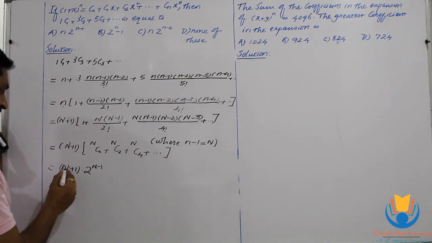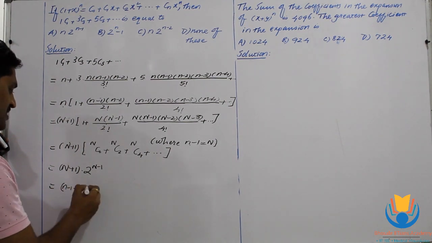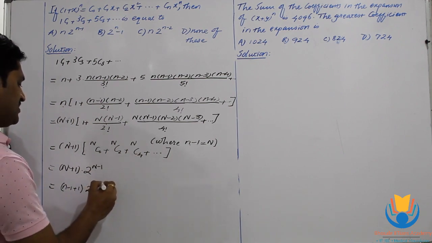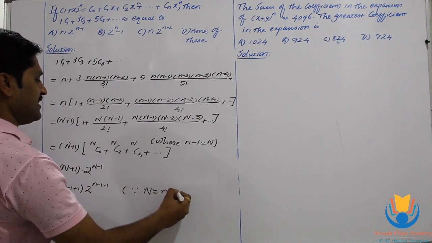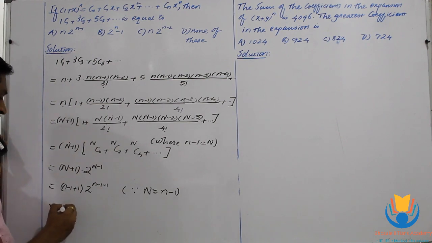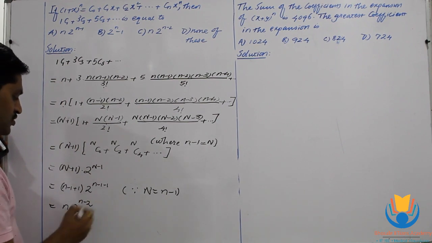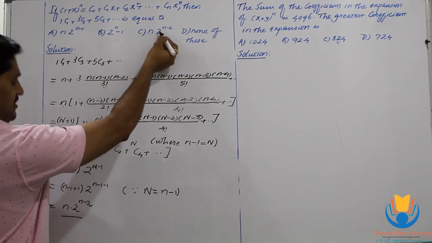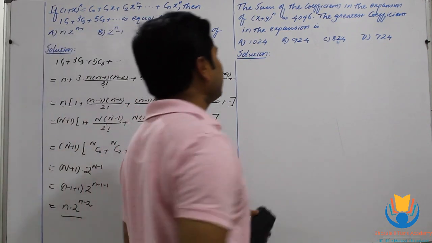So therefore this n will be n minus 1 and this plus 1 as it is, and this 2 raised to the value of capital N is n minus 1 and this minus 1. Here we will write this n was equal to n minus 1. So let's simplify. This is simply n, 1 got cancelled, and this 2 raised to minus 1 is minus 2. So this is n into 2 raised to n minus 2. So this is the correct option. So let's continue this MCQ.